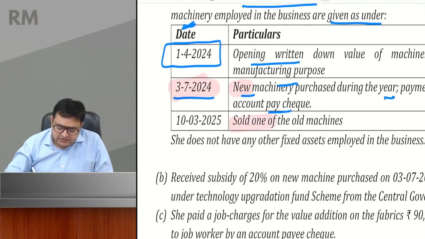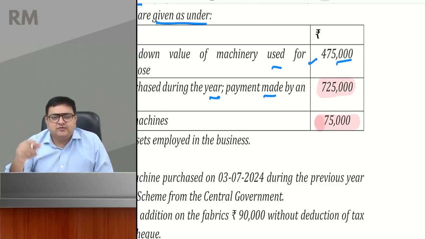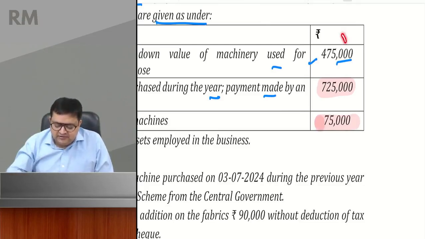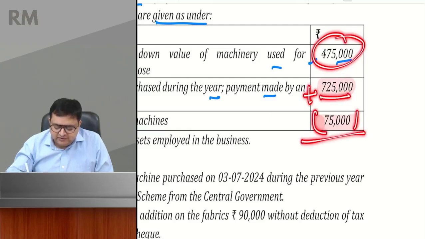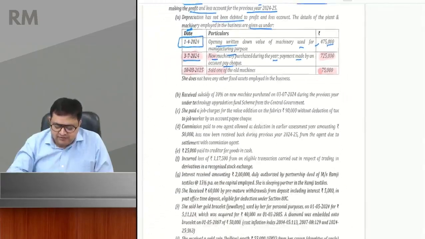Sold one of the old machines. This year, she sold one of the old machines for 75,000. What we will do is reduce it from the block, and at the end we will see how much the value of the block is. So it would be 4,75,000 plus 7,25,000 minus 75,000. This will be the closing value of the block. Let us see if we have more information on it or not.